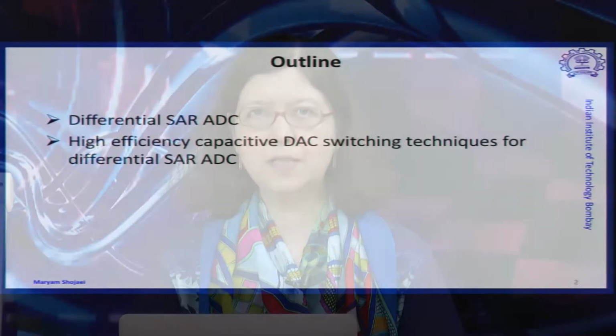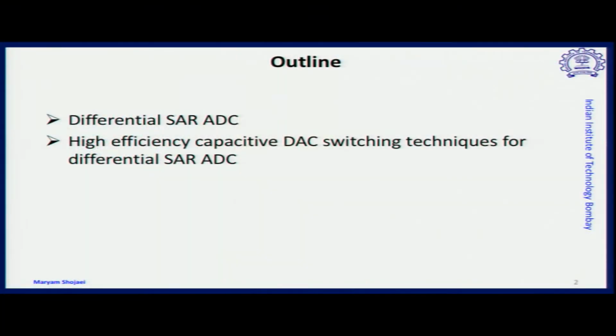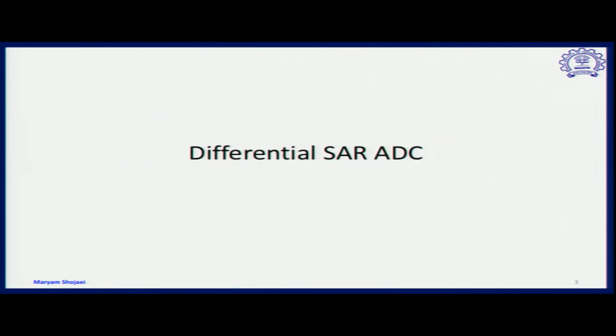The outline of this module is mainly divided into two parts. One is showing you the main structure of differential SAR ADC, and the second part is reviewing some of the most efficient capacitive DAC switching techniques for saving energy in SAR ADC. So, what would be the main structure of a differential SAR ADC?